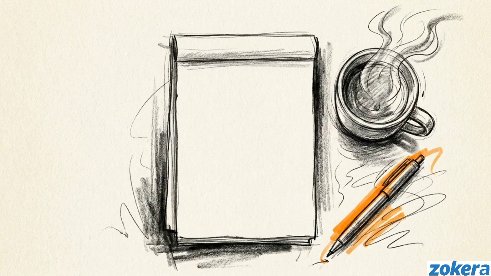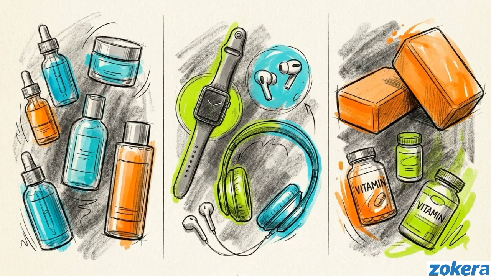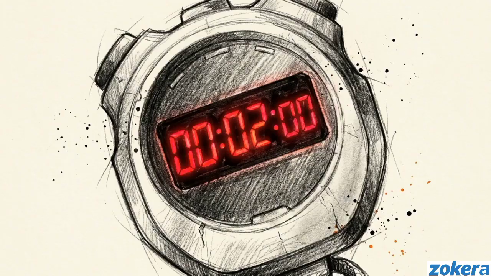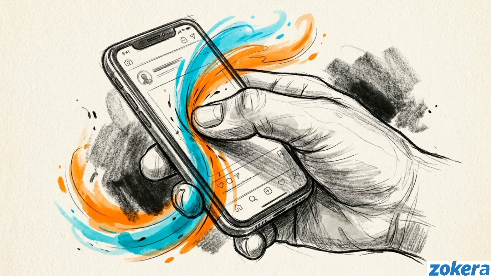Step 1 is deciding what you will film. Select a high-demand category like skincare, tech gadgets, or wellness, and pick products you genuinely use every day. Once you have your products, follow the strict rule of UGC formatting. You must capture the viewer's attention in the first 2 seconds. Open with a clear problem statement or a bold claim to stop them from scrolling past.